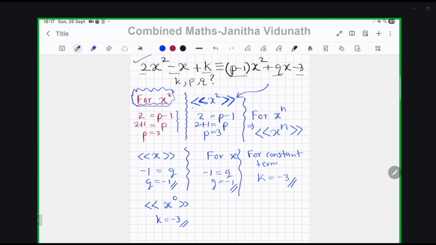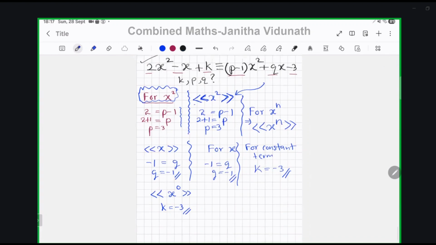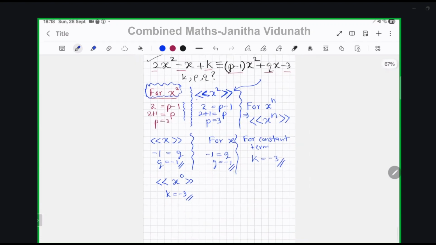Write down those things and I will give a little bit harder question than this. Try that question on your own and send me the answers via WhatsApp. First, write down the answers for this, and after that, do this question on your own and send me the answers. This is a little bit different, a little bit difficult.